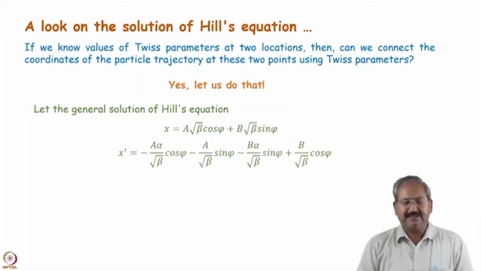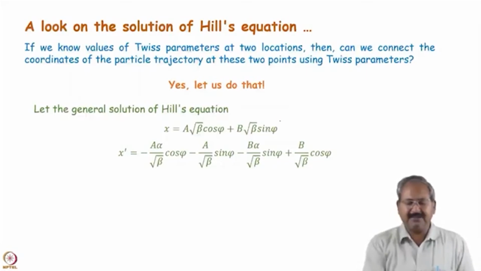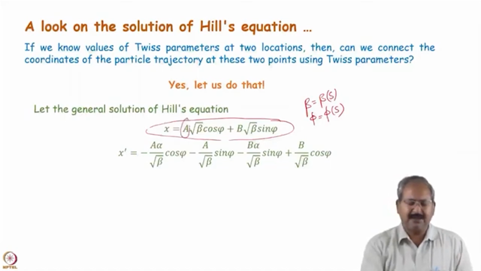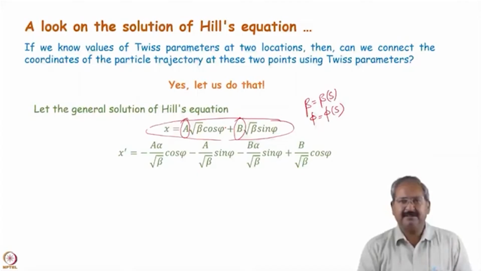Now, as Hill's equation, we have a general solution in this fashion: x is equal to a root beta cos phi plus b root beta sin phi. Here beta and phi are functions of s, and because this is a second order differential equation, we have two constants of integration, a and b. These constants are determined using the initial conditions.